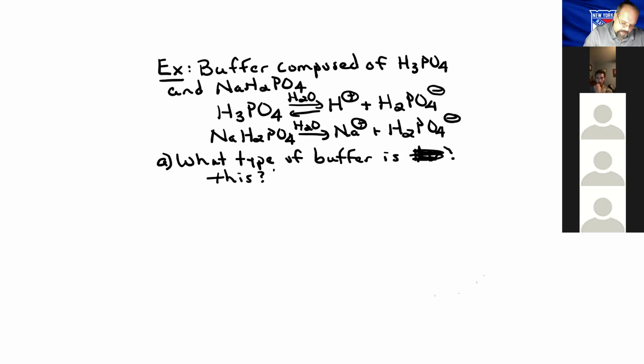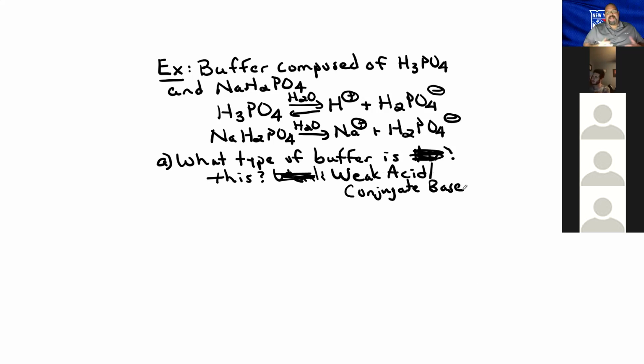So what type of buffer are we looking at here? We're looking at a weak acid/conjugate base buffer. And again, if I didn't remember the ideas of our discussion, I would know that to be the case because of the first equation. That tells me that H3PO4 is behaving as a weak acid in water based on the Arrhenius definition. So that's letter A. Letter B.